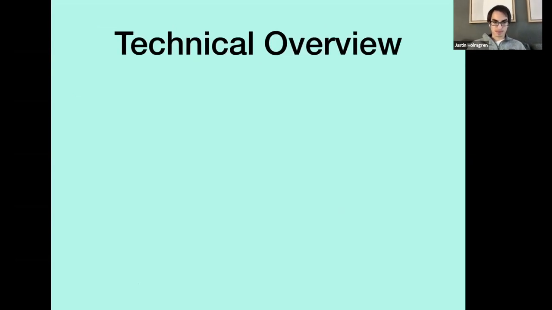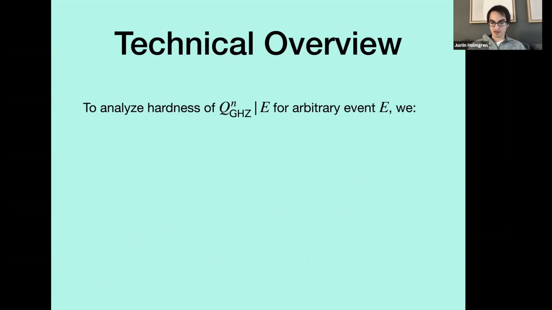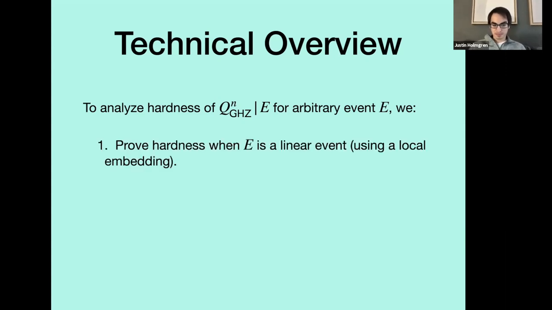So we will use local embeddings in this work. We want to analyze the hardness of the GHZ distribution when you condition on an arbitrary event E. And we'll do three things. First, we'll show that we will actually get the hardness that we want when E is a linear event. And for this, we'll use the whole framework of local embeddings.